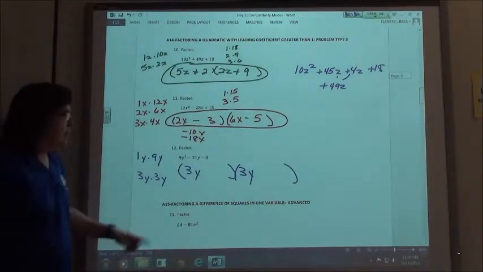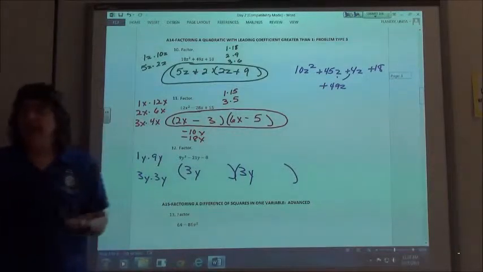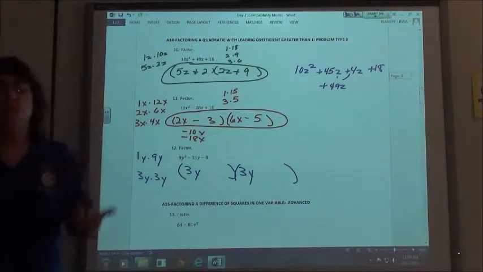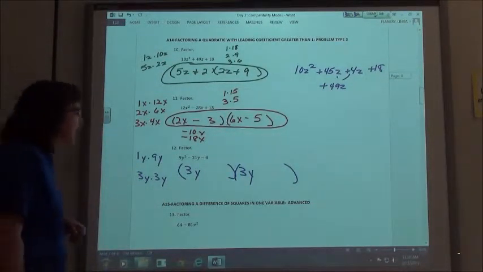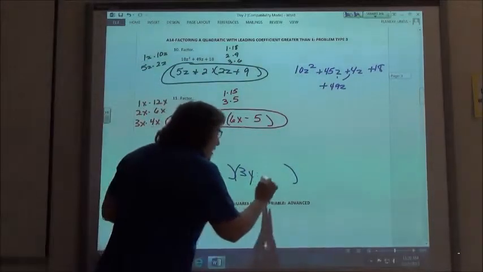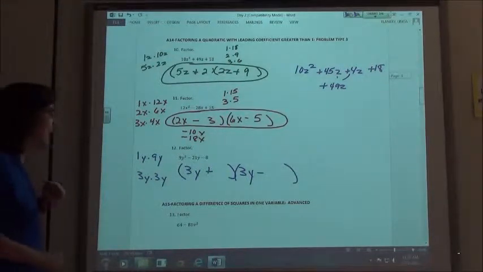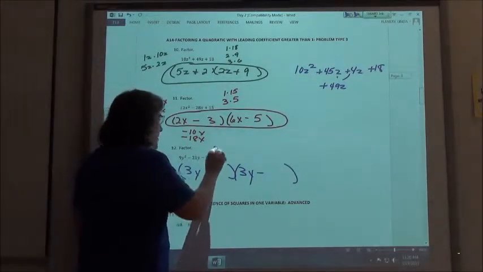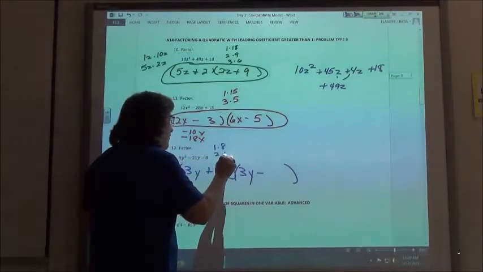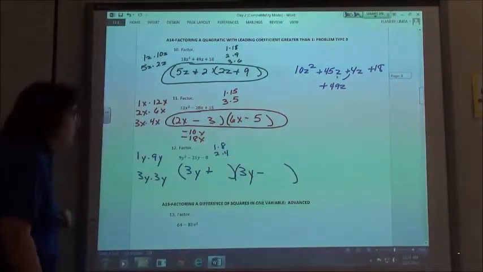This time, the end is negative. If the end is negative, you've got one positive and one negative. You don't know which place they go. You're just going to guess and check. If you get the right middle number but the wrong sign in front of it, switch your signs around. Don't move your numbers, just switch your signs. 8: 1 times 8 or 2 times 4. So I'm going to just plug them in and guess and check.